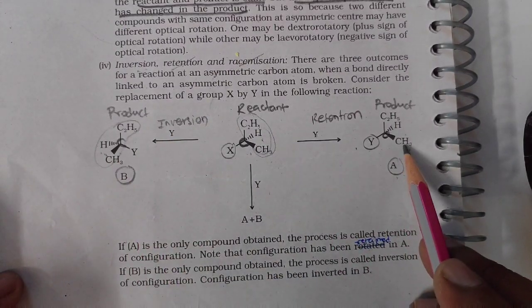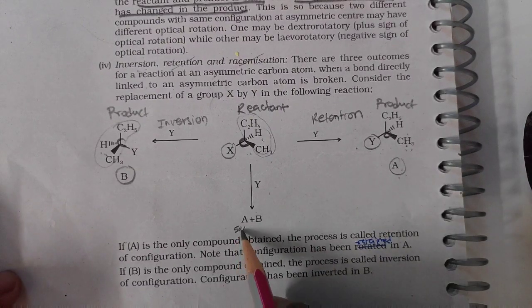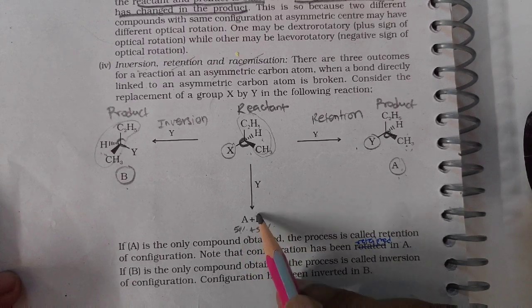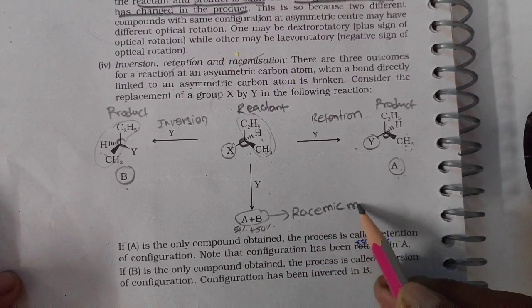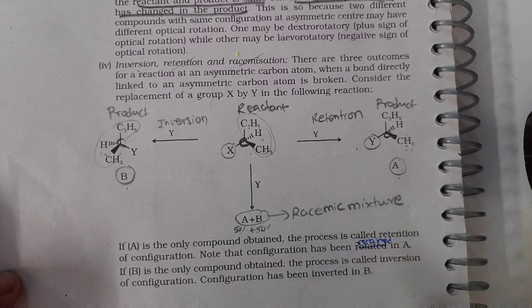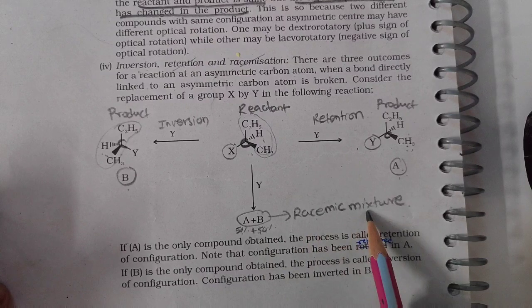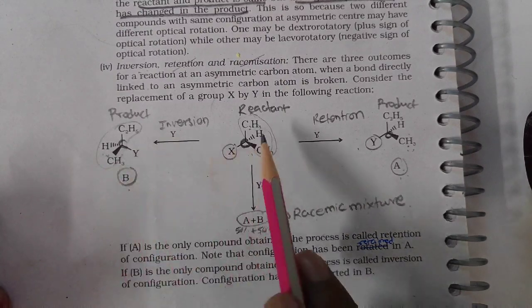Now this is the rotation we got here. If I take 50% of A and 50% of B, that is 50% levorotatory and 50% dextrorotatory, then A plus B is nothing but what we call a racemic mixture. So this part understood, everyone? Why is it called a racemic mixture? Because it is 50% levorotatory and 50% dextrorotatory. So this one was an example of inversion from the reactant.